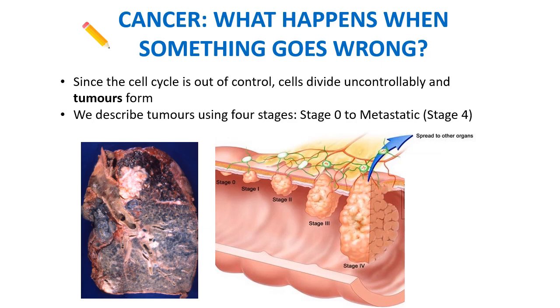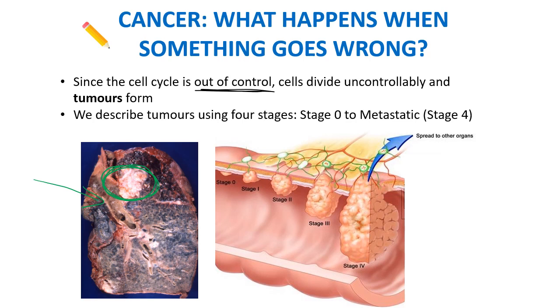All right, let's look at a little bit more detail about those horrible diseases that are cancer. So like we've talked about, since the cell cycle's out of control, then cells are going to keep dividing uncontrollably, and that's how a tumour forms. So we've got here a typical smoker's lung. You can see all the black tar that's built up in this person's lungs from so much smoking. And this big white section here is a tumour, which is their lung cancer.